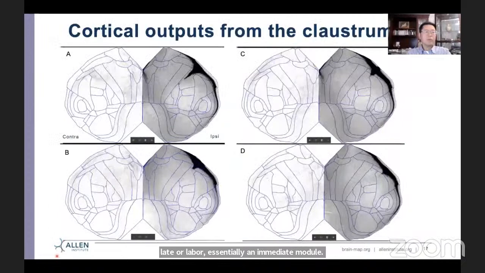In this slide, I show four injections with AAV into the right side of the claustrum. You can see the labeling patterns are very similar to each other. So the claustrum cortical projection is predominantly to a prefrontal module and a lateral module. You can see a weak projection to somatosensory cortex and auditory cortex.